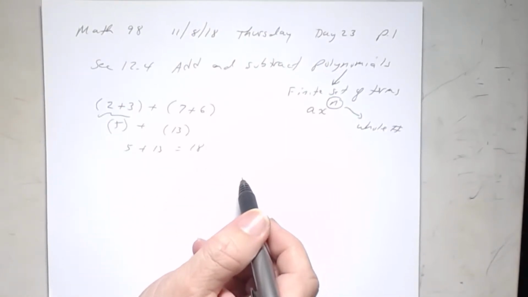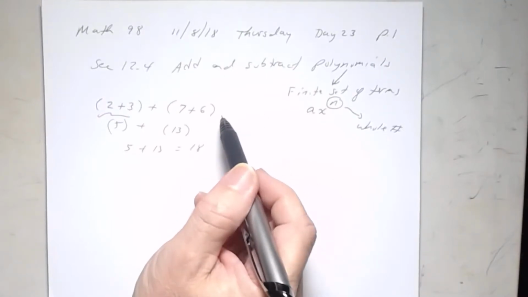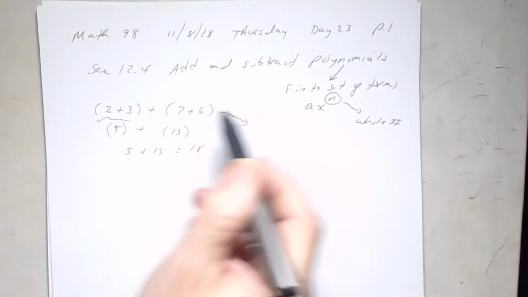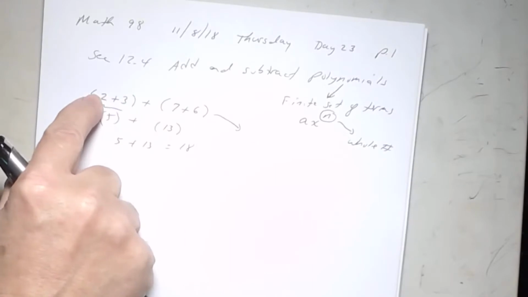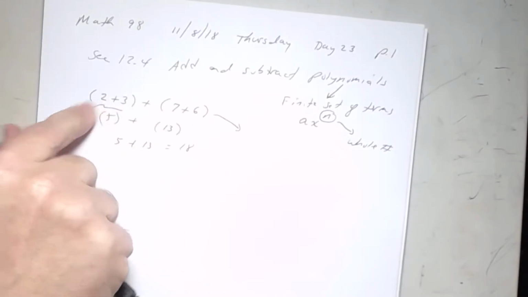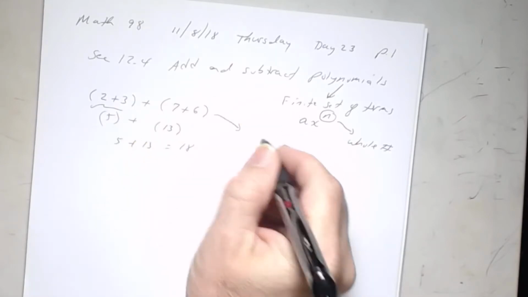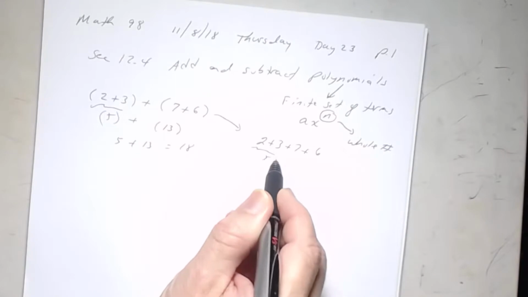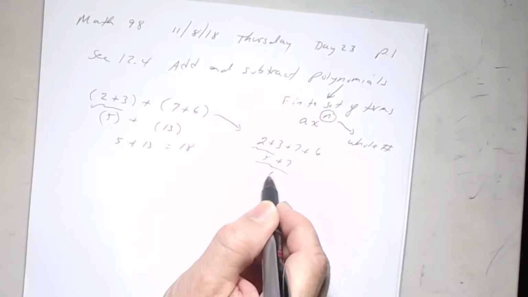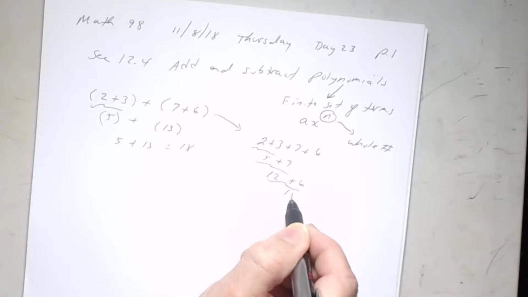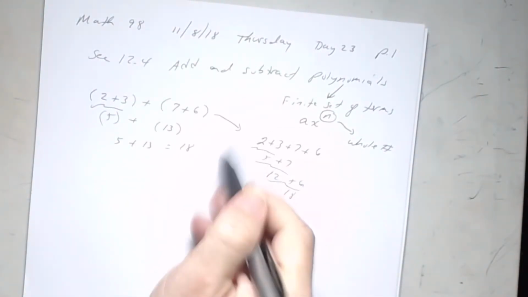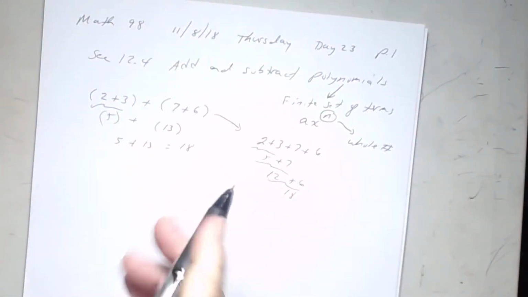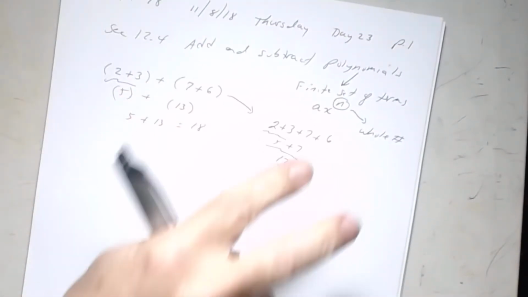So yes, you could do that here, but you could also do this. I'm adding a set of real numbers, so isn't that the same thing as just saying 2 plus 3 plus 7 plus 6 without the parentheses? I get the same thing, right? 2 plus 3 is 5, 5 plus 7 is 12, 12 plus 6 is 18. We're going to use this idea when we add polynomials. We're about to add polynomials, and after a while we're going to subtract them.